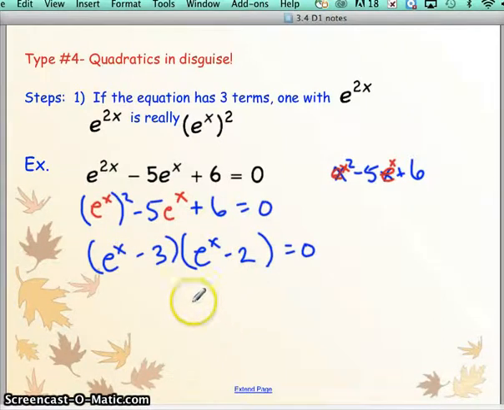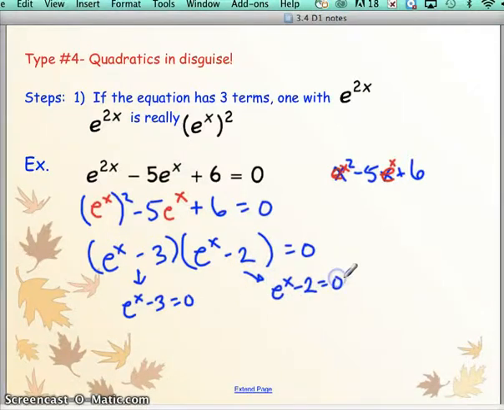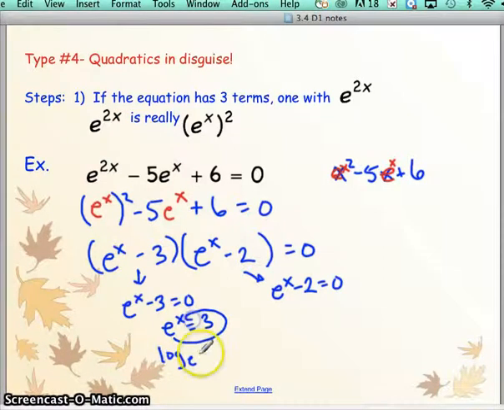And now anytime you have something factored, you set each factor equal to 0. So e to the x minus 3 will equal 0. And over here, e to the x minus 2 will equal 0. And now we're going to solve those each individually. So I'm going to add 3, and it's currently an exponent. I'm going to swoop it into a log. So log base e of 3 will equal x.